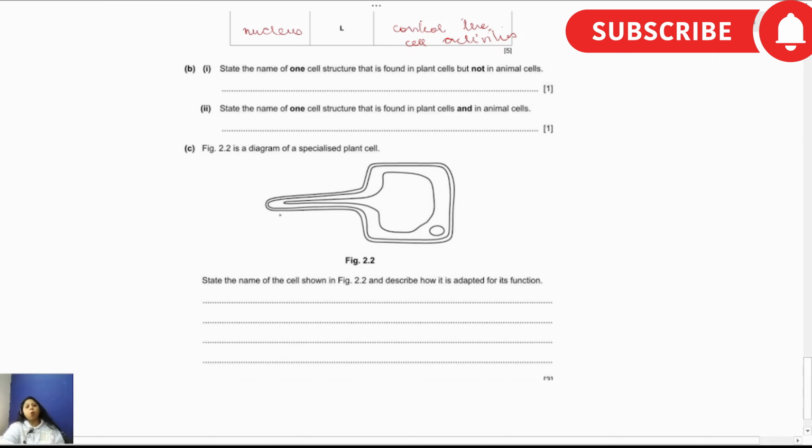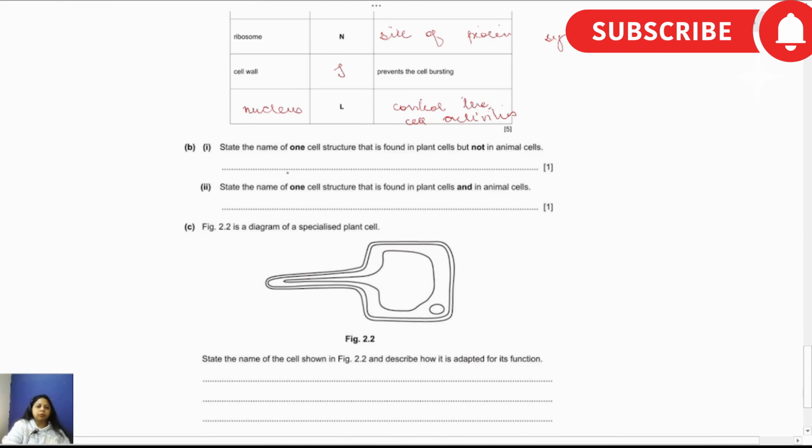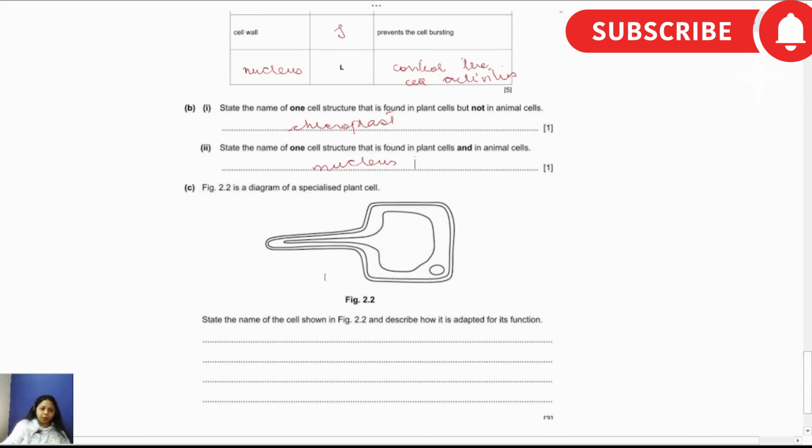Okay, state the name of one cell structure that is found in plant cell, but not in animal cell. Anyone among these from this. Chloroplast. Okay, and state the name of one structure that is found in both. Nucleus. Good. Okay, a specialized cell is given. I don't know what is the specialized cell. You have to tell the name and how it is adapted.